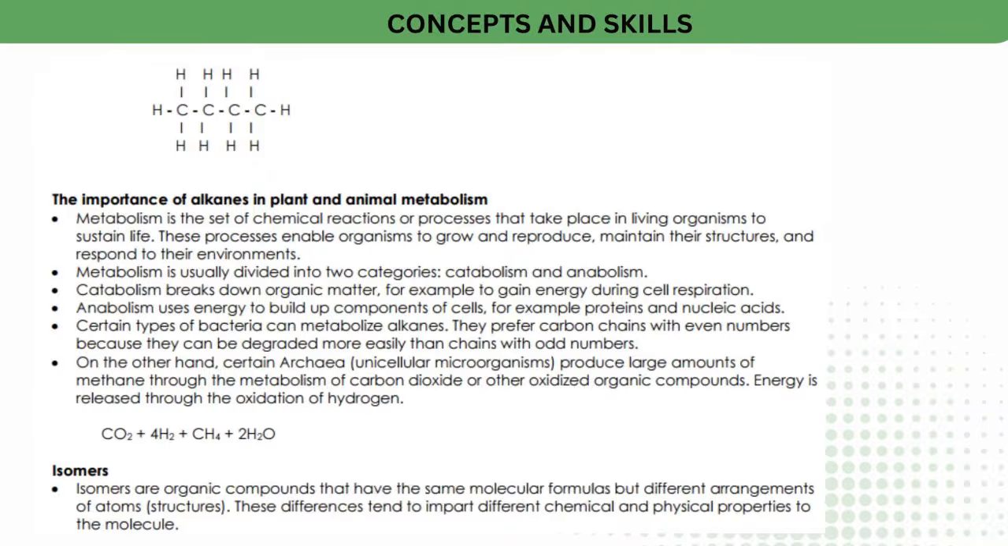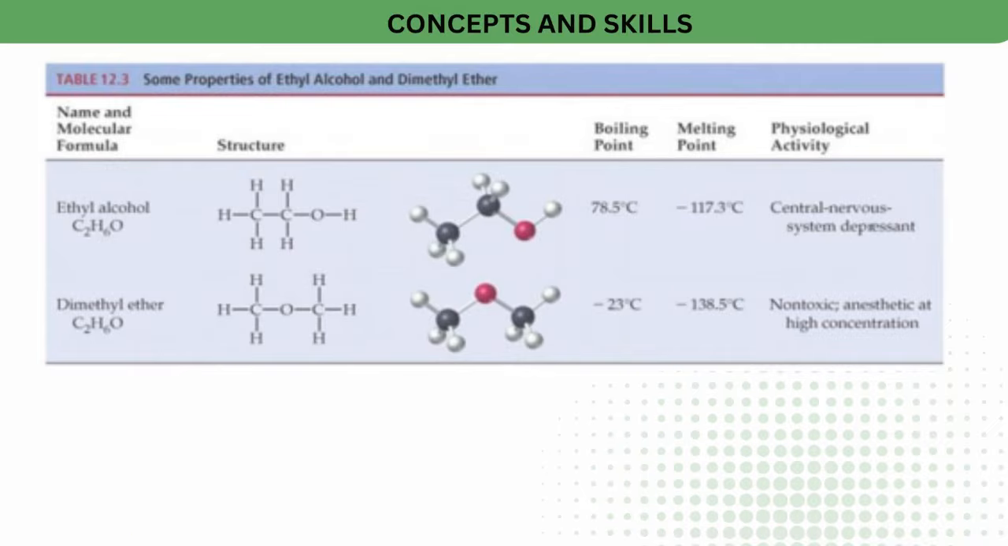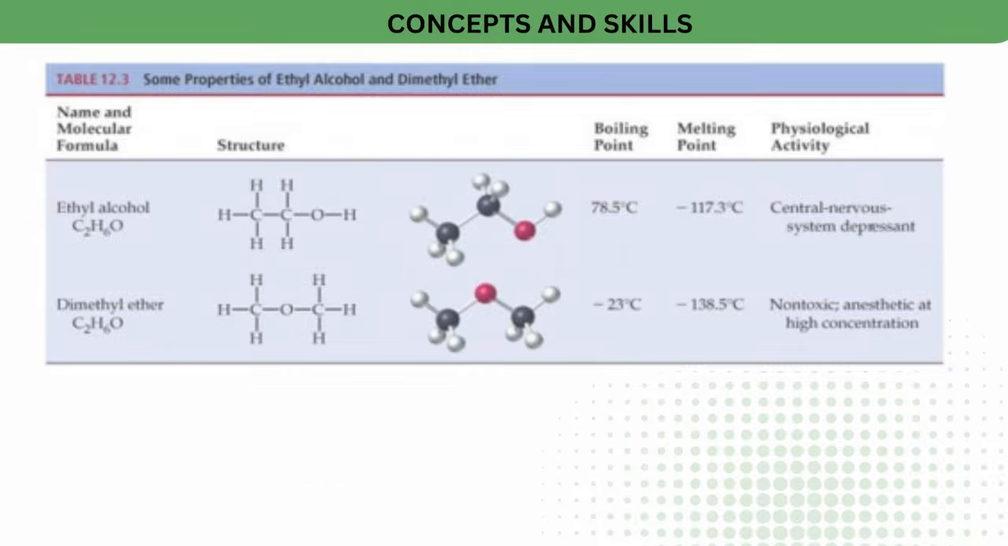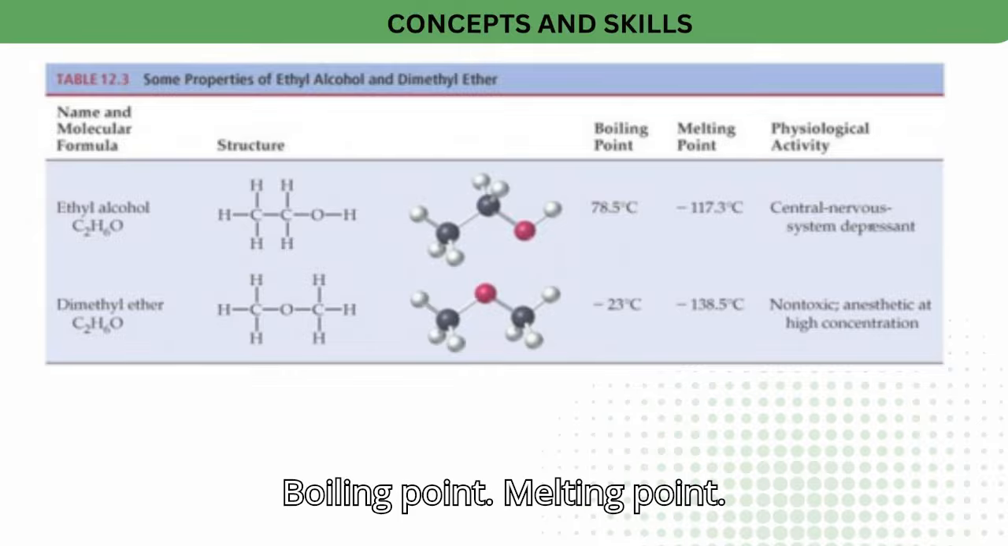Isomers. Isomers are organic compounds that have the same molecular formulas but different arrangements of atoms, structures. These differences tend to impart different chemical and physical properties to the molecule. Name and molecular formula. Structure. Boiling point. Melting point. Physiological activity.